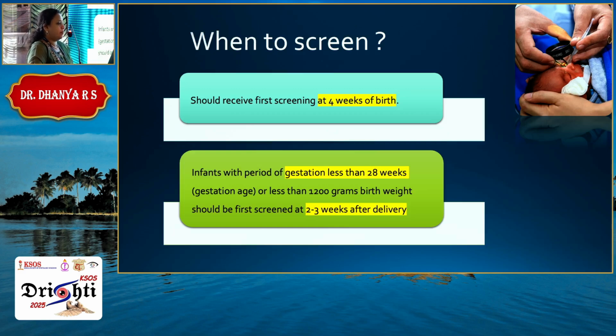Now, when to screen? The ideal time for screening for ROP is at 4 weeks of birth, as madam said, the 30 din roshne ki. So, you have to screen all preterm babies at 4 weeks of birth. And any infant with a period of gestation less than 28 weeks may be seen a little bit earlier, because 4 weeks will be delayed. So, you see them between the second to third week after delivery.